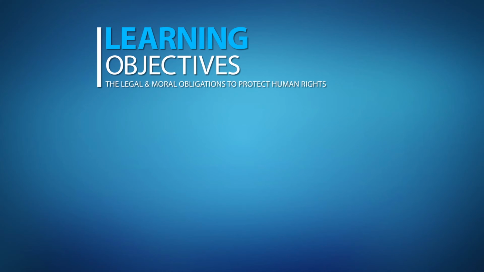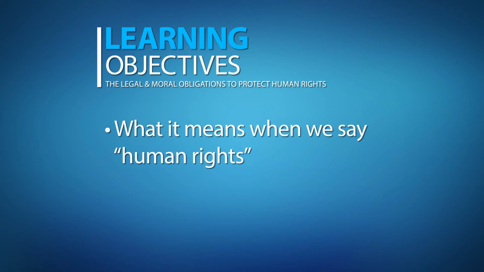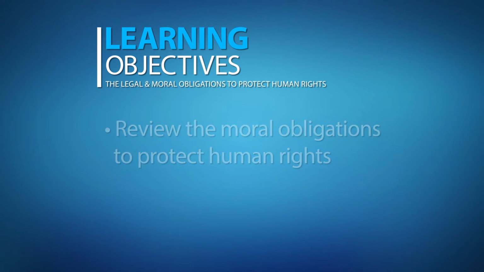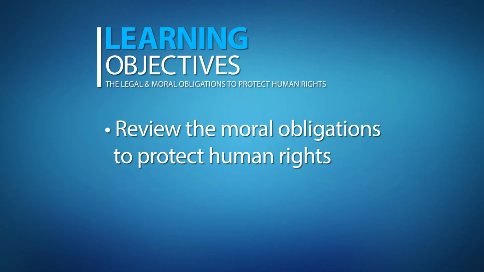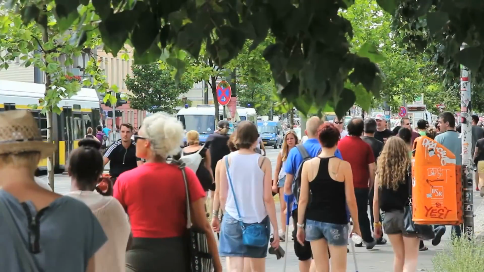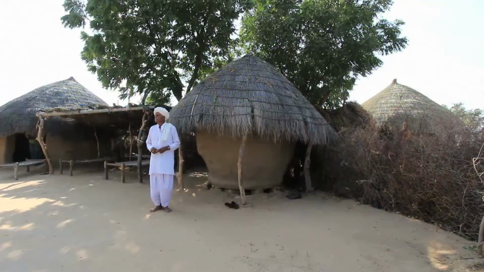In this lesson, we will take a look at what it means when we say human rights. We will discuss the foundations of human rights law, and we will review the moral obligations each of us has to protect human rights. Throughout this lesson, we will refer to specific international treaties related to the protection of human rights worldwide. Every country in the world has adopted at least some of these treaties. These treaties, along with customary law emerging from the Universal Declaration of Human Rights, form the basis for how we define and defend the rights of all human beings.